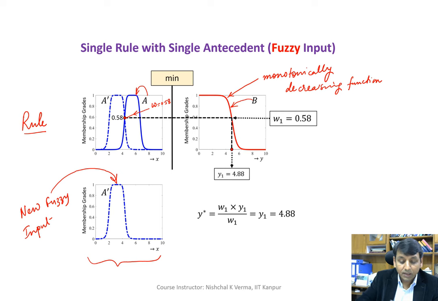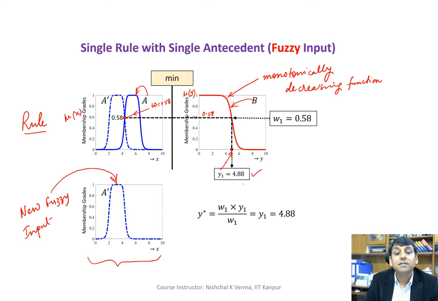Now corresponding to this point here, we try to find the Y. We see here that this is nothing but the mu X, that means the membership value corresponding to the X. And here this is mu Y. So corresponding to 0.58, we try to find the Y1, which is here. You can see the Y1 here. Y1 is 4.88.